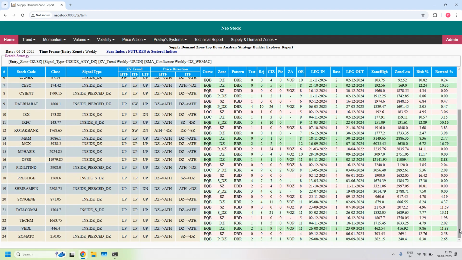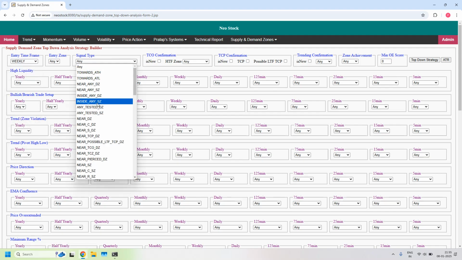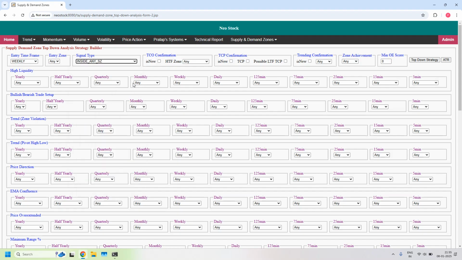Okay, now similarly, let us look for supply zones also. Price closed inside the supply zone for weekly time frame. Price inside any supply zone. Any means it can be pierced zone, or it can be normal zone, or it can be high liquidity zone, anything. Because you selected the time frame weekly, these are the weekly supply zones. Okay, let us filter.